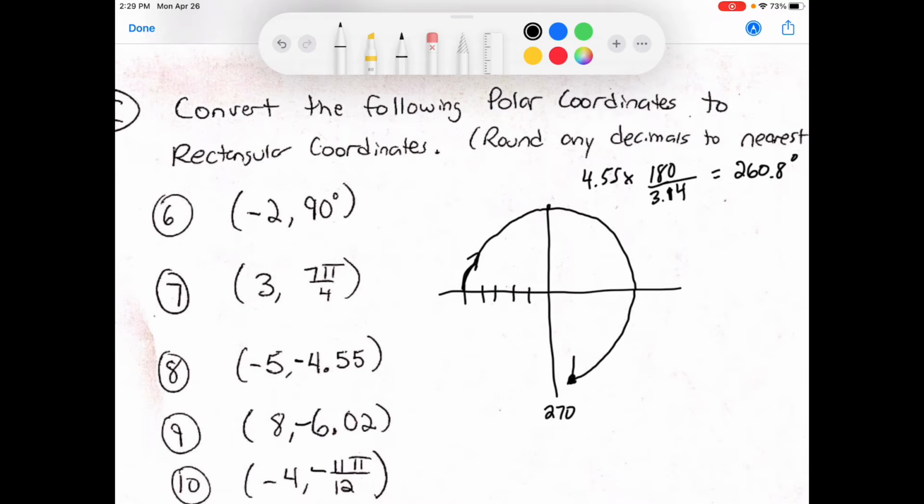Alright, so let's make our right triangle. Okay, so if we can figure out the x and the y, then we'll have our answer. Alright, so what we need to do is figure out this degree, and we'll use this 260.8 and we'll subtract 180 degrees to figure out theta. Okay, so 260.8 minus 180. That gives me 80.8 degrees.